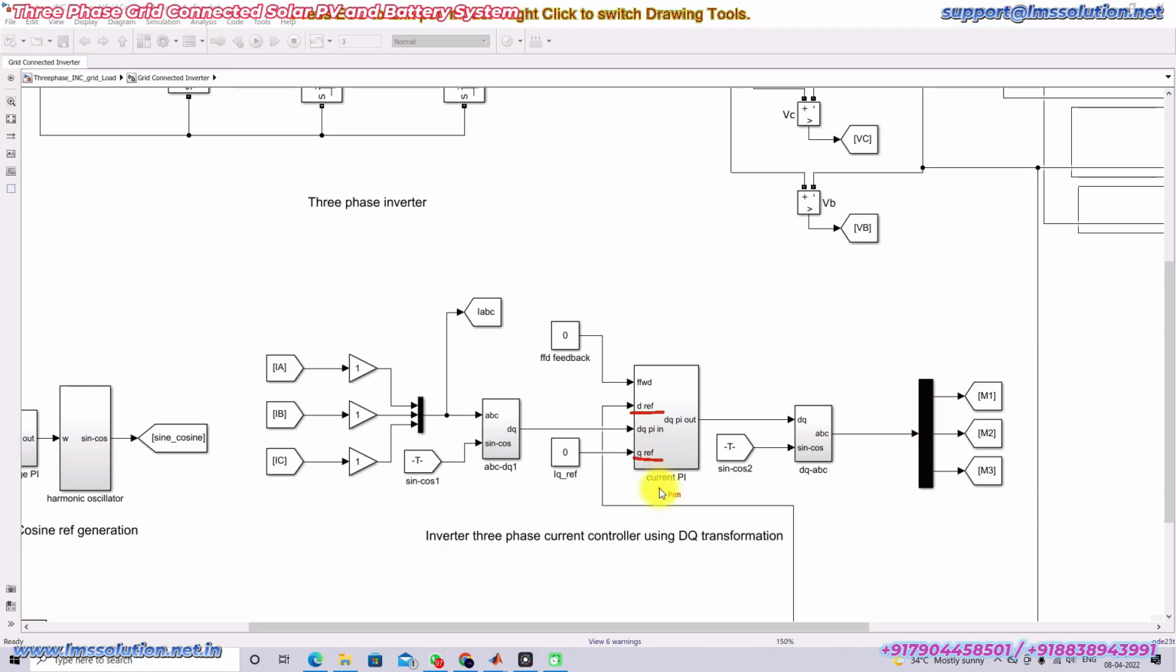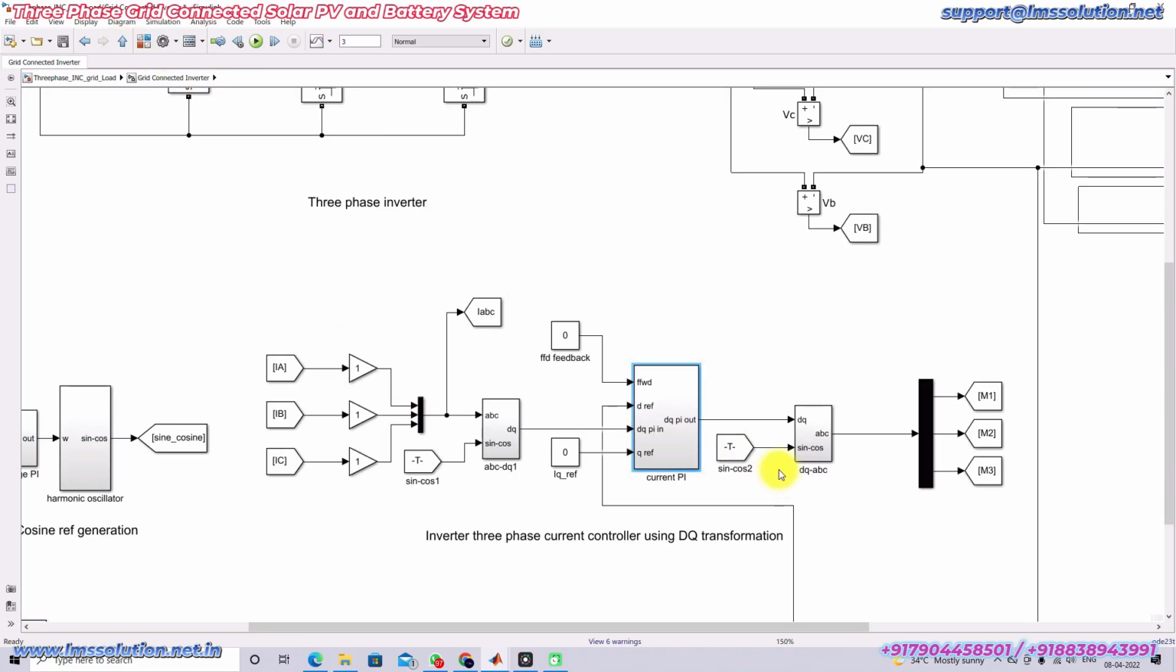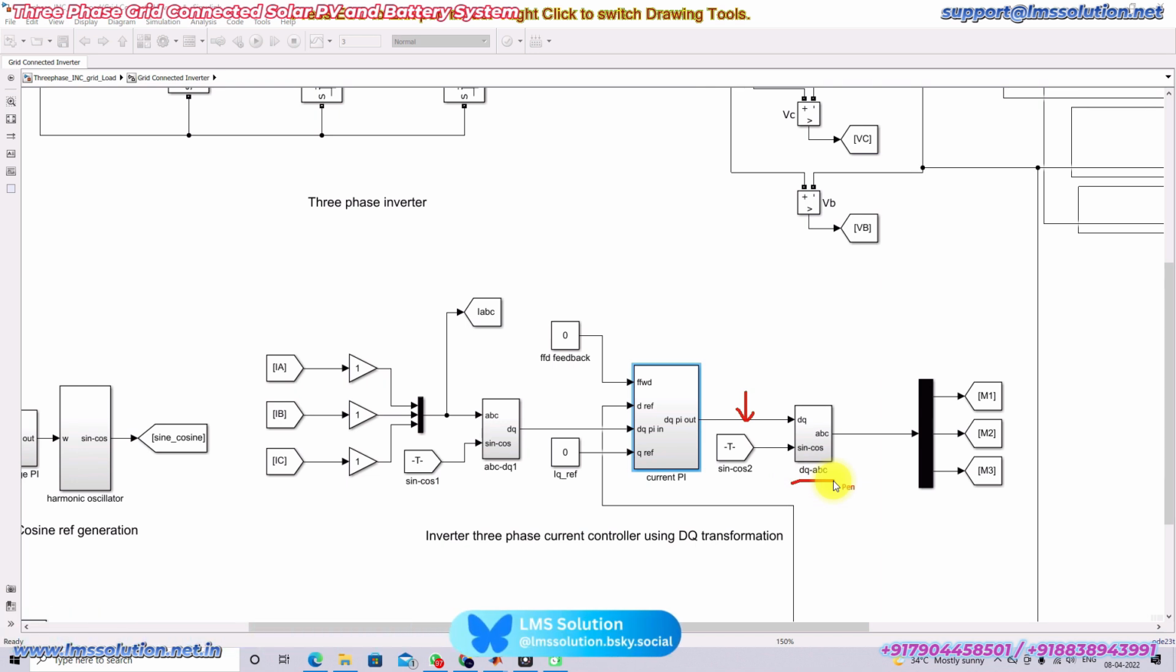And here we are making the Q reference equal to 0. That means we are only sending real power to the grid or receiving real power from the grid. That's why we are making the Q reference equal to 0. Then it is processed by the PI control. This PI controller generates the controlled voltages in the form of Vd and Vq, so that the DQ is transformed into ABC by using DQ to ABC.